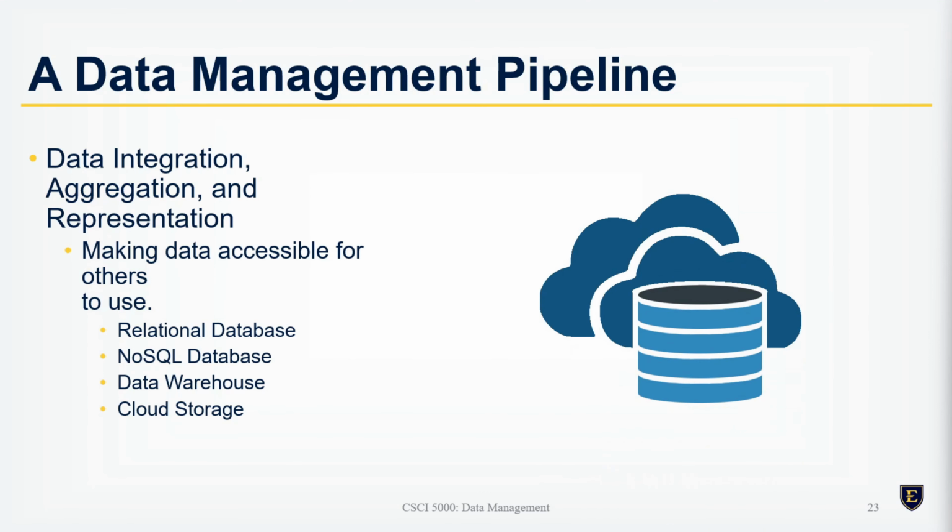And then we start integrating things together, aggregating things, and representing things in a very particular way. This is when we're making data accessible for others to use. We're putting it in a relational database, in a non-relational NoSQL database, in a data warehouse, or in a particular cloud storage location.